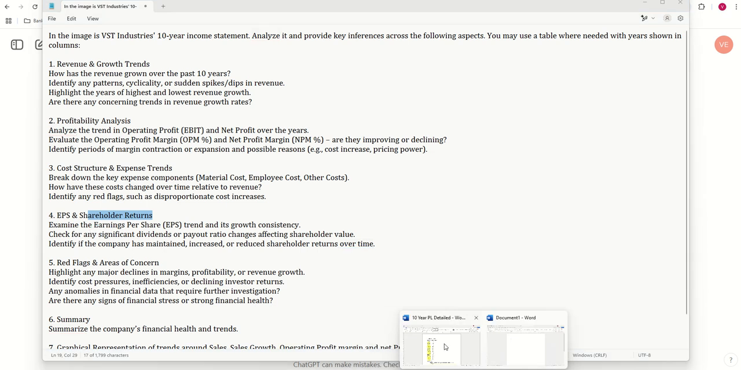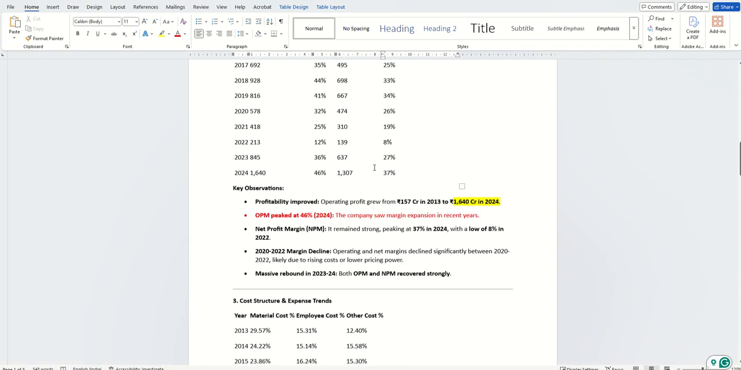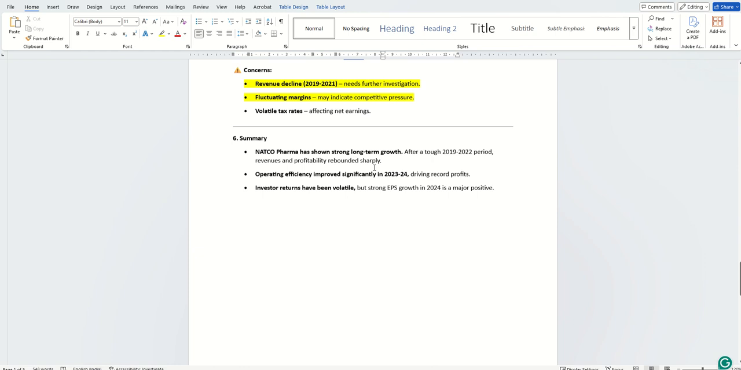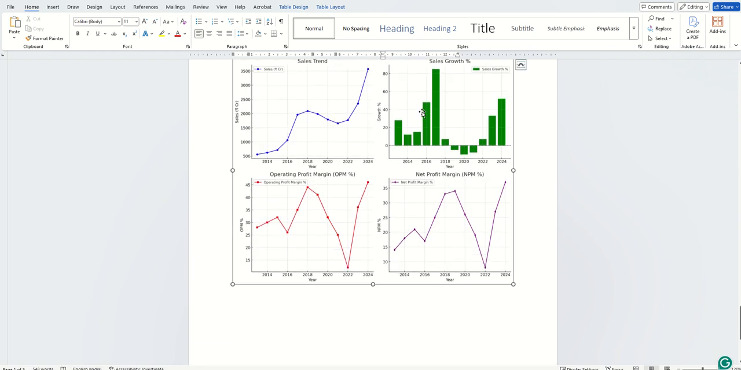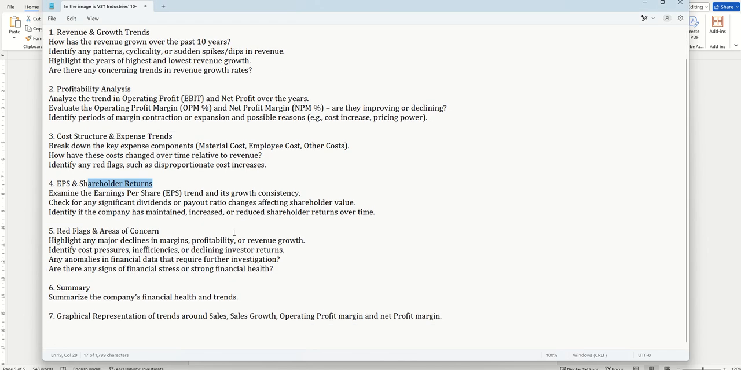And we got this output. If you remember, we got it as a table. So this was the output which we got from the model, including a chart, because we asked in the last section, I want a graphical representation.